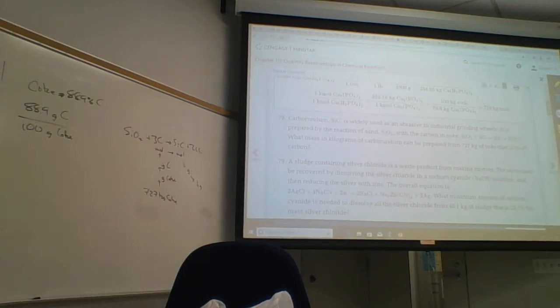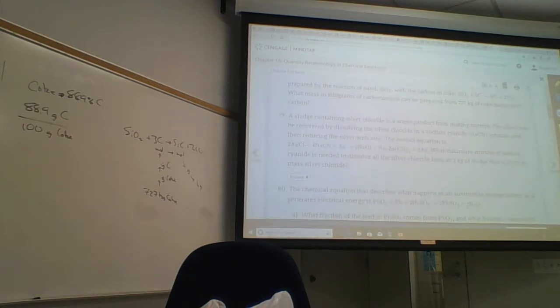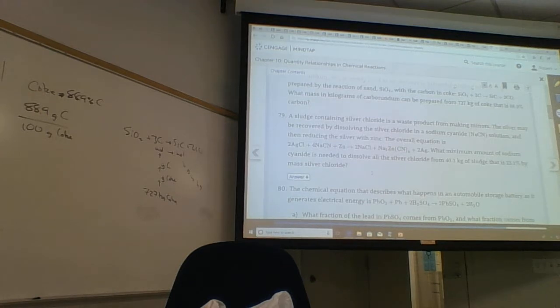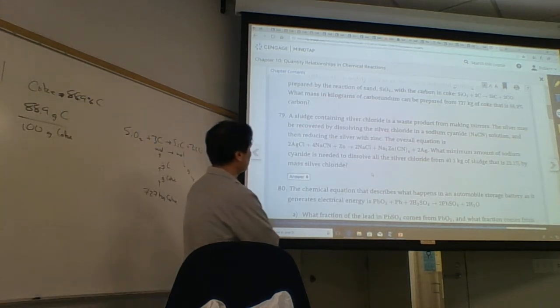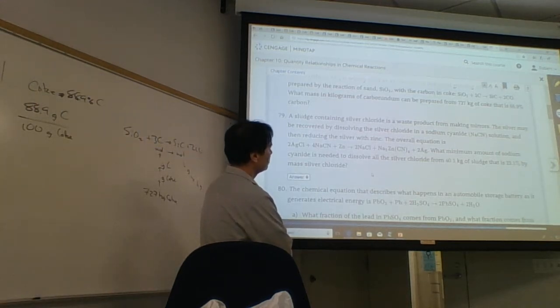So this is another mixture problem. Let's look at number 79. See if we could look with this. A sludge containing silver chloride is a waste product from making mirrors. The silver may be recovered by dissolving the silver chloride in sodium cyanide solution and then reducing the silver with zinc. The overall reaction is this.